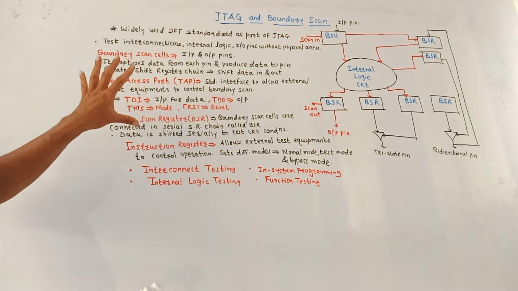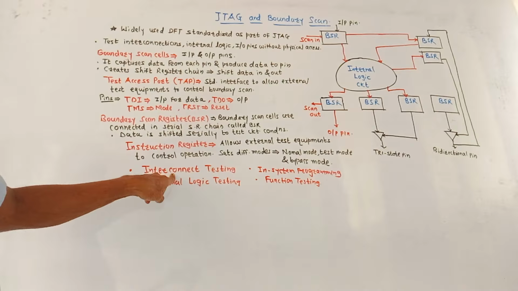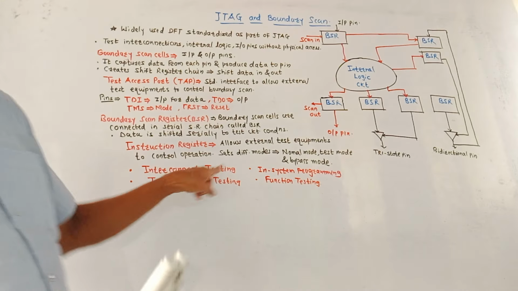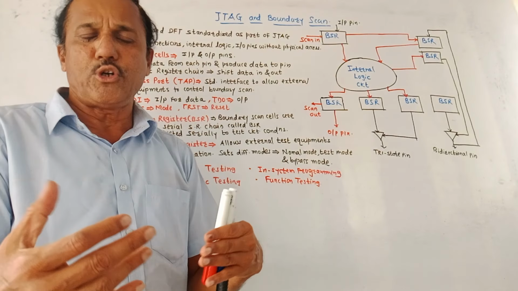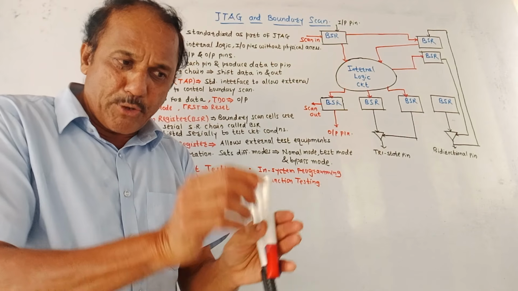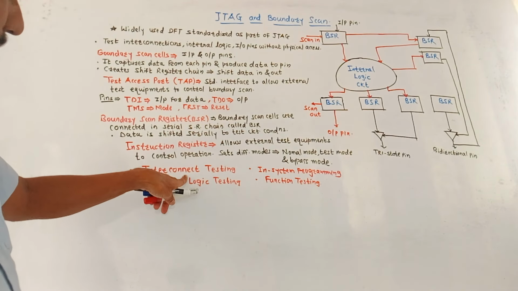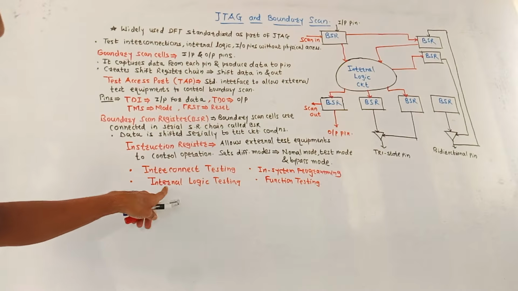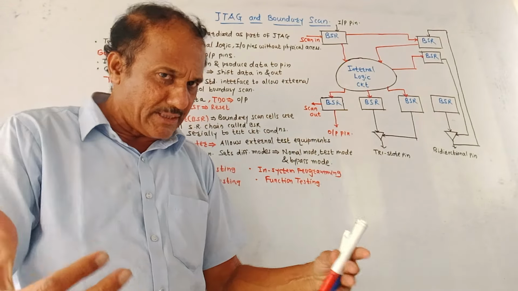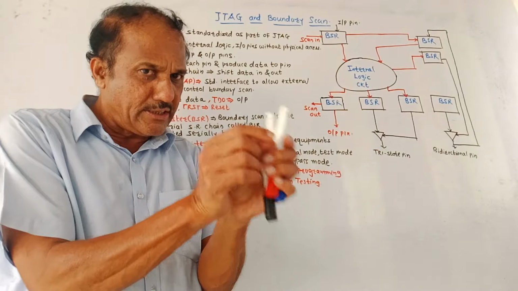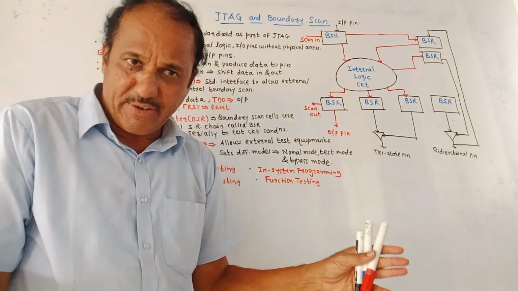The basic advantage or basic working of this boundary scan method is that it is applicable for interconnect testing. As I said, you can check the connection between two components, or you can check whether a particular track on the PCB is disconnected and so on. So this provides interconnect testing. Next, internal logic testing. Using this boundary scan method, you can check the internal logic functioning of that particular IC or of that particular device.